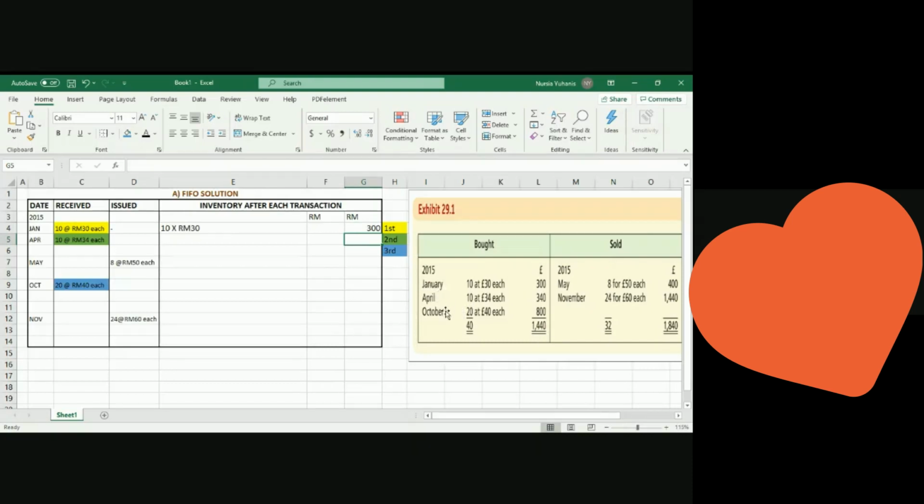After January is April. In April, they have another purchase: 10 at $34 each. So this is the question. For this side, you just refer to the question. So in April, you buy 10 materials. Each material costs you $34. So 34 ringgit.